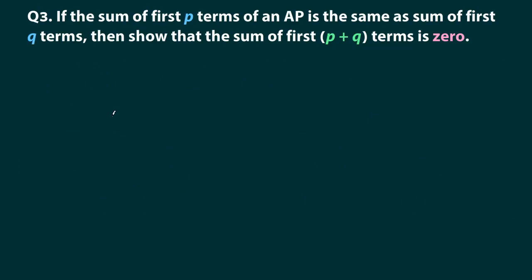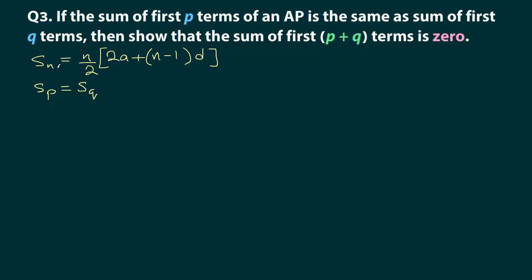Now we know that the sum of first n terms of an AP is given by the formula n by 2 times 2a plus n minus 1 times d, where a is the first term and d is the common difference. What is given to us is that the sum of first p terms is equal to the sum of first q terms. So instead of n we will replace it by p, and similarly for the sum of first q terms we will replace n with q.